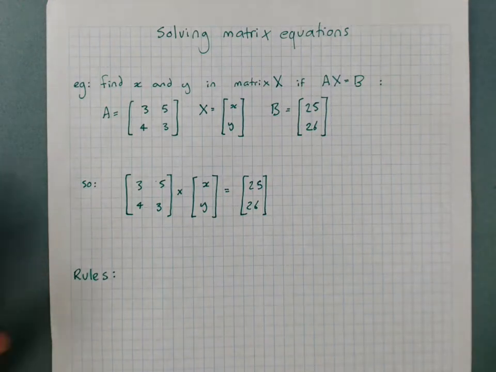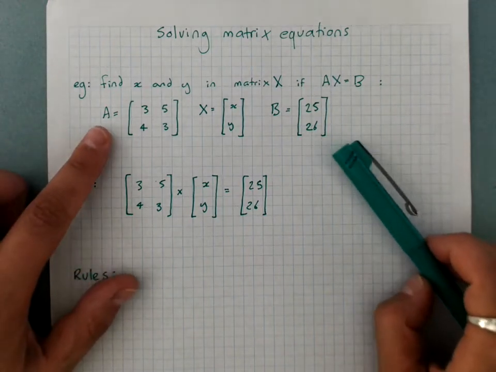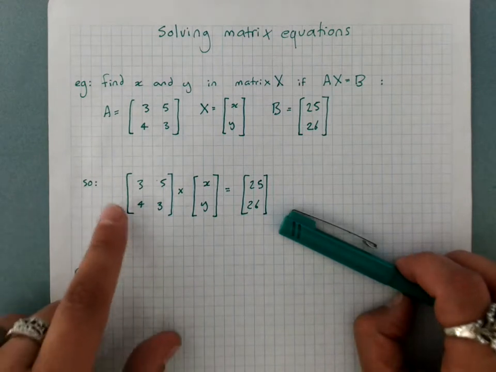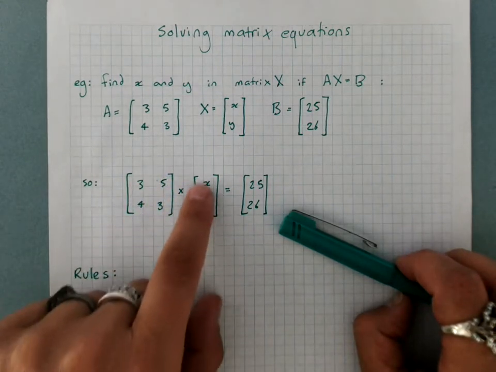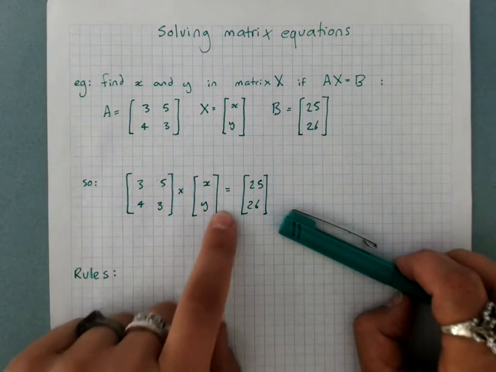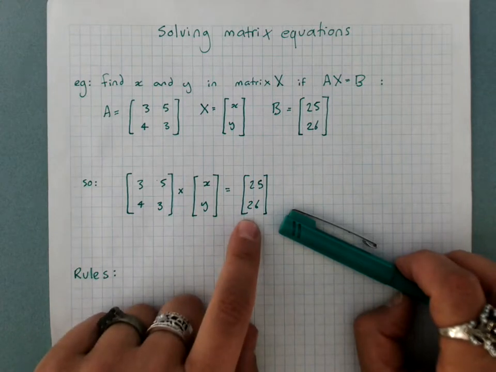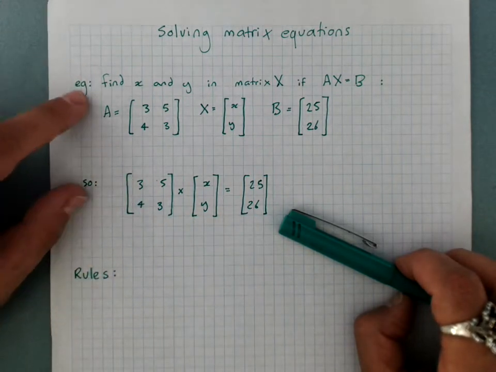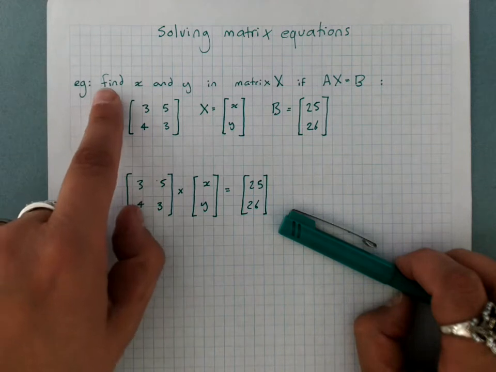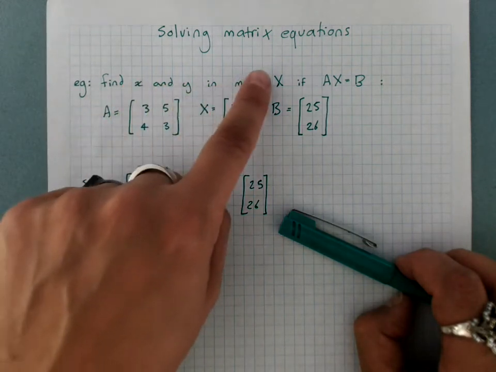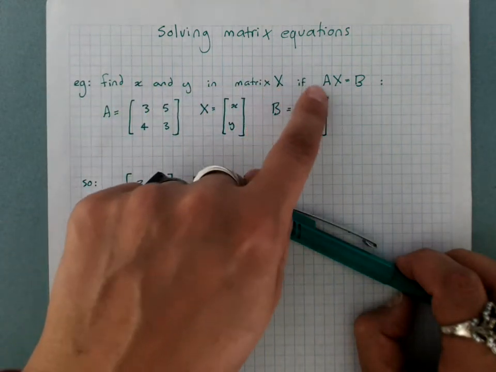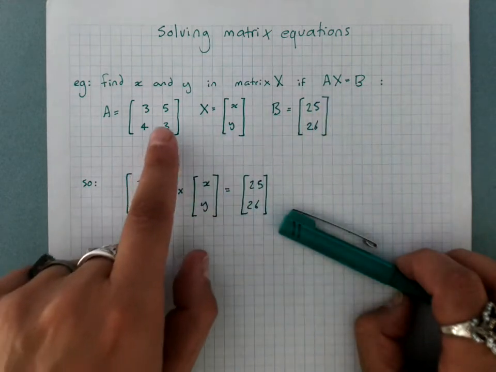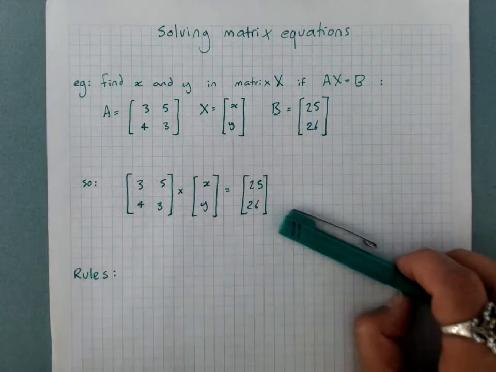Solving matrix equations. So this is a matrix equation. This matrix times this matrix with two unknowns is this answer matrix. Sometimes they will give a matrix equation like this. Find x and y in matrix X if A times X equals B.